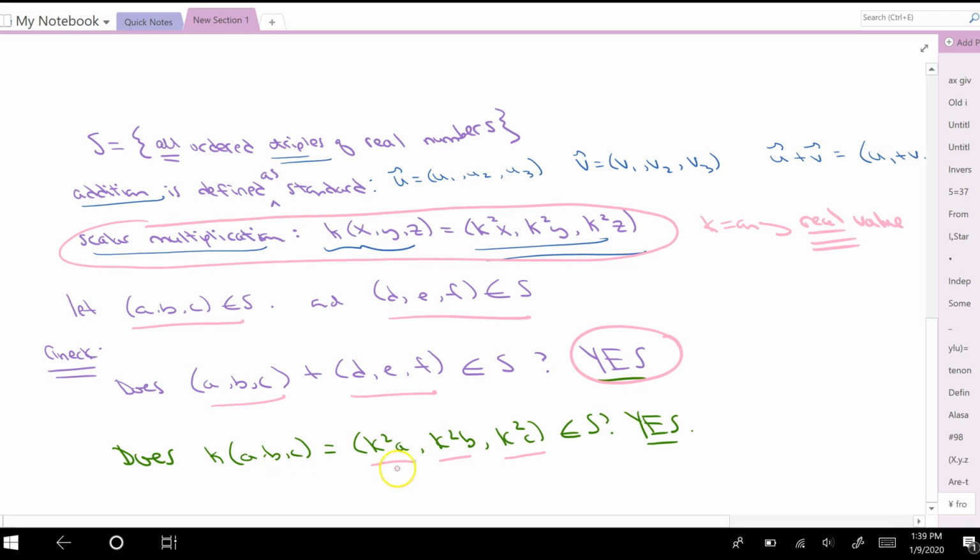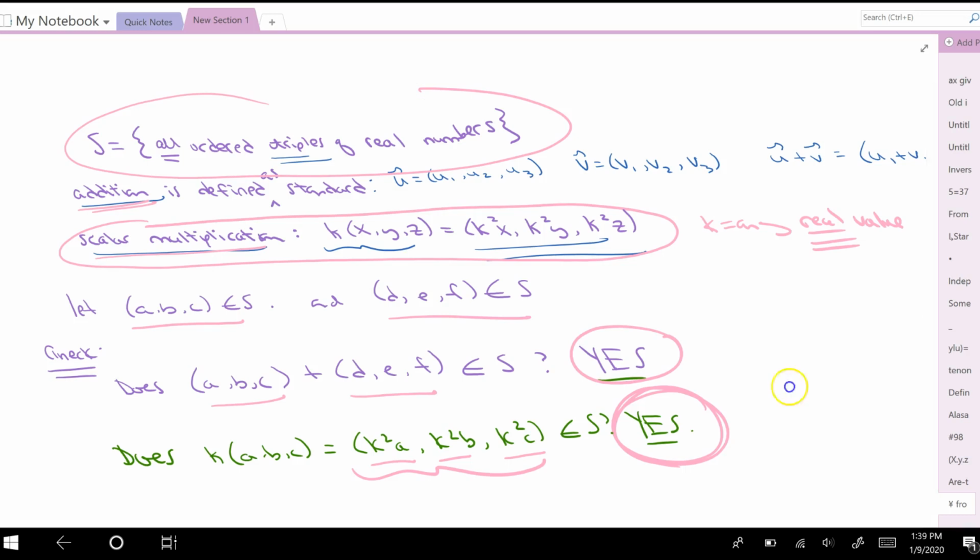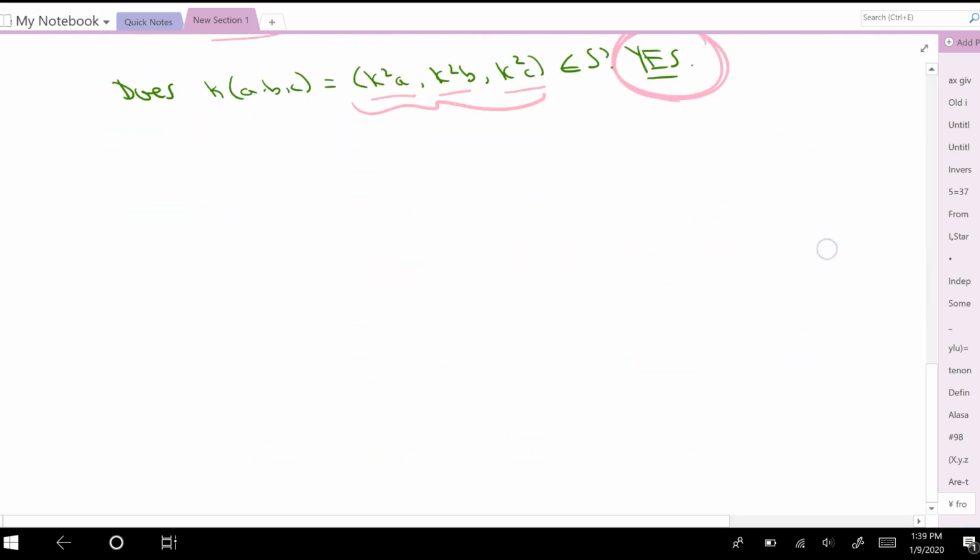Well, is the output here an ordered triple with real coordinates? The answer is yes, okay? So again, given this set and these stated transformations as defined, this set is also closed under addition and scalar multiplication. Is everyone all right? Okay, very good. I'm going to go down and give you a final example now.